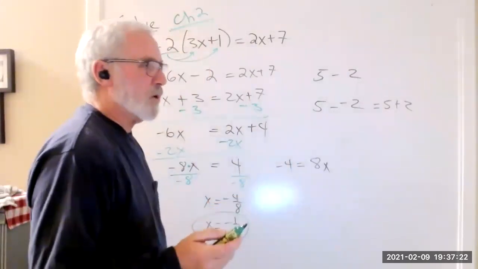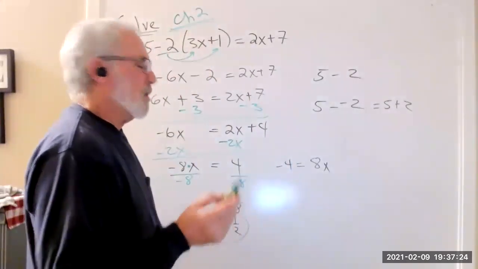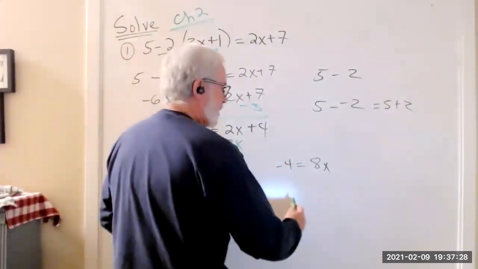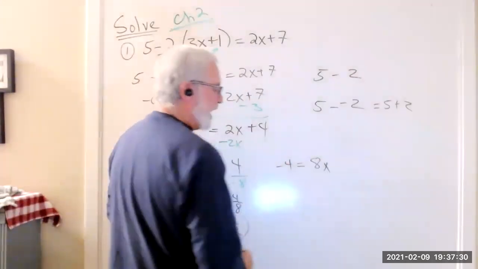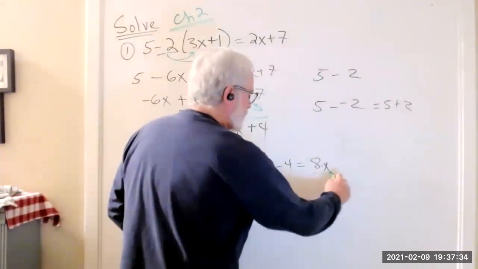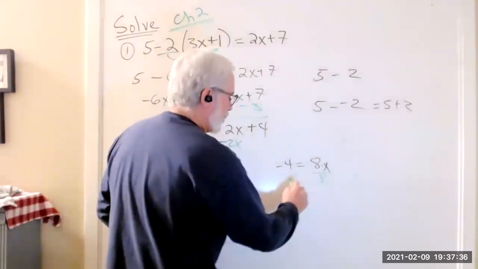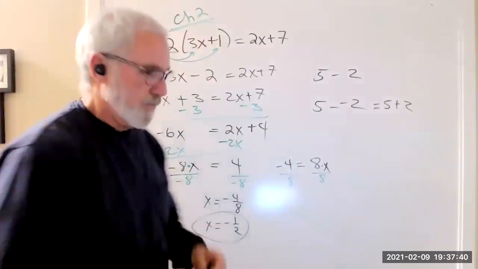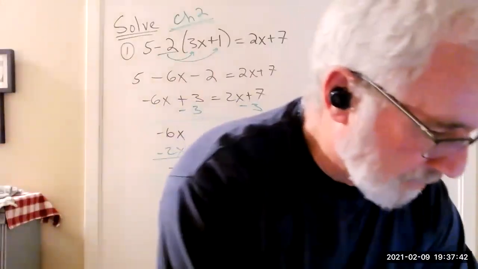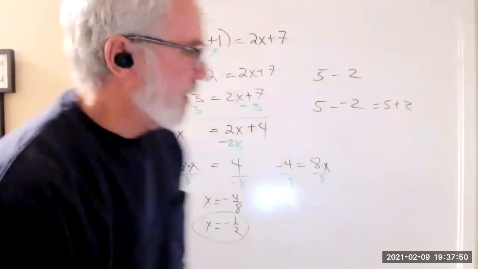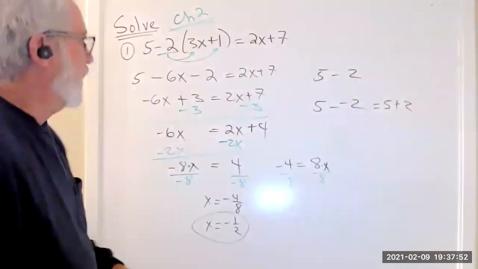Okay, that's the whole point. You're trying to get the x alone, right? You want to get rid of the 8. What's the 8 doing? It's multiplying. So the only thing you can do is divide. Oh, okay. I see what I did wrong. Okay, thank you. Yep. Okay. All right.